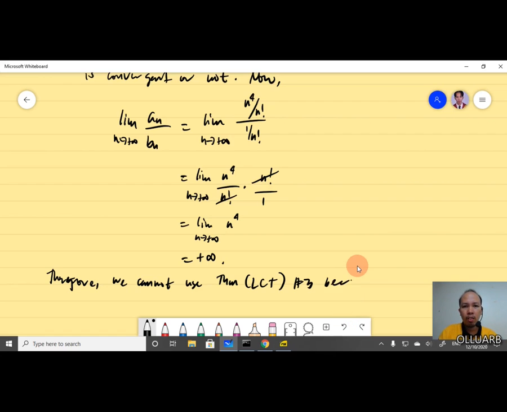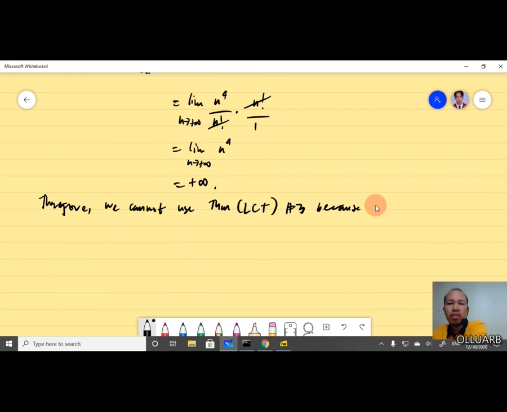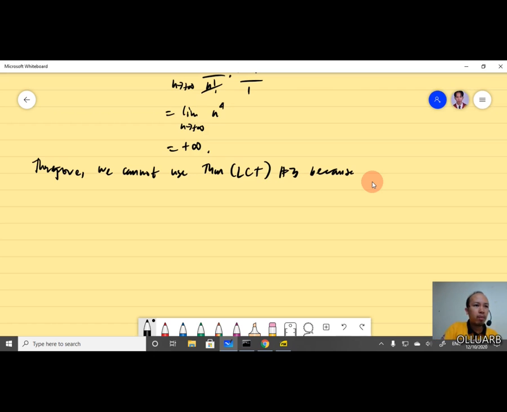Because this one, summation of 1 over n factorial, is a convergent series. Okay, so LCT number 3, theorem number 3, cannot be used.